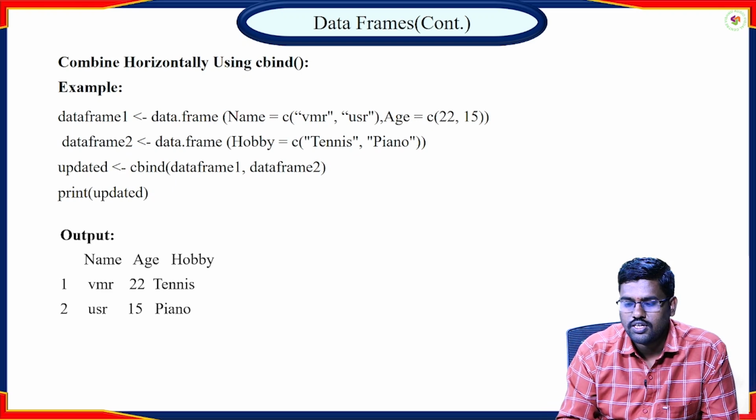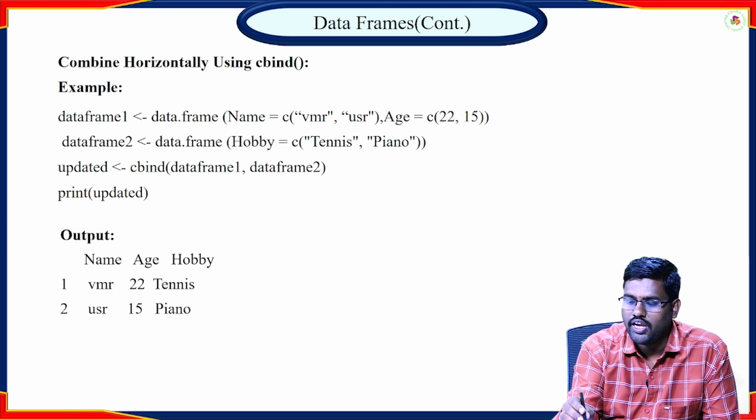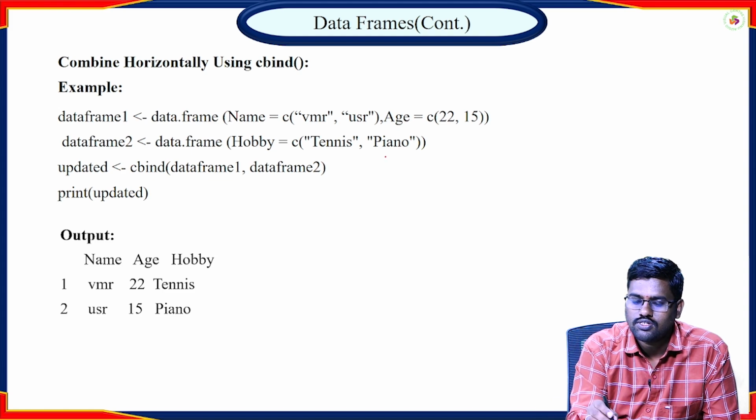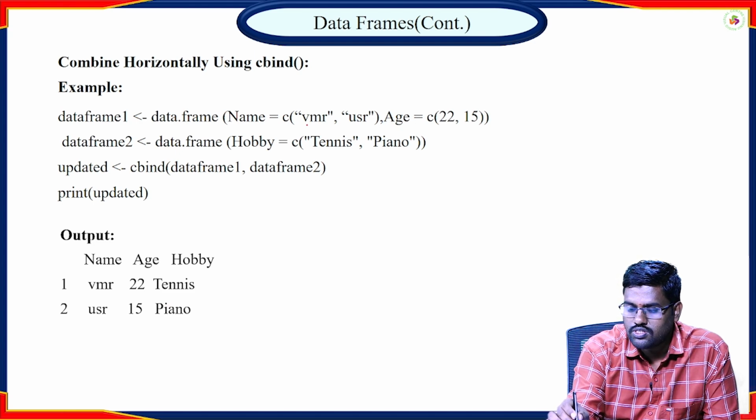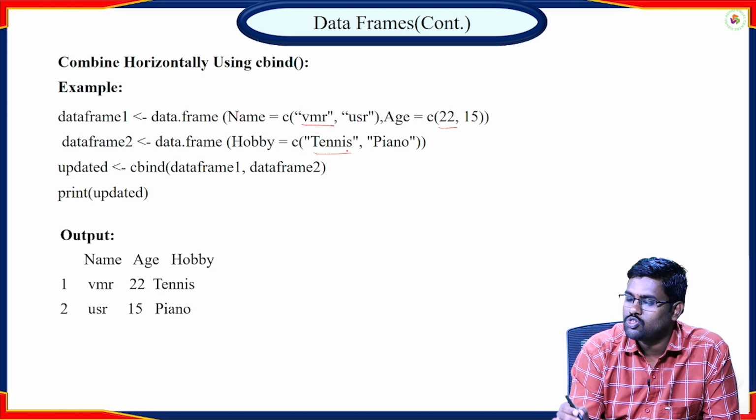So next horizontally the values will be displayed. We are given the name and age. So extra we are adding hobby in this. So cbind of data frame 1 comma data frame 2. So first they will be printed horizontally, VMR 22 USR 15. So horizontally the values will be printed. So VMR 22 and the hobby, the first values will be printed in the first row.